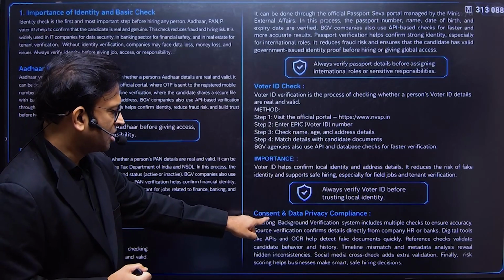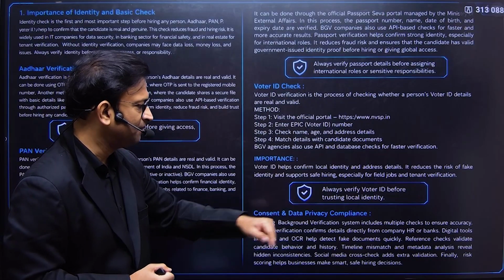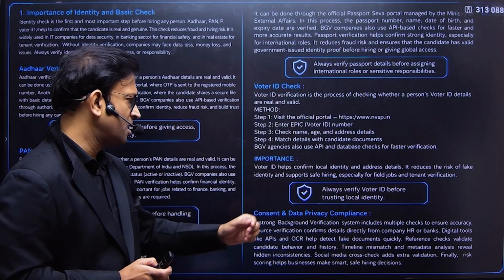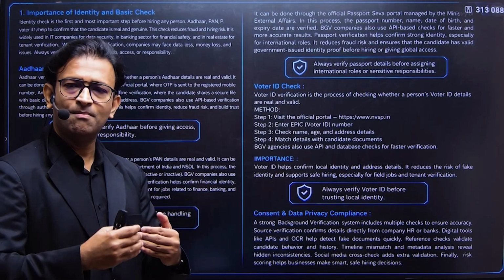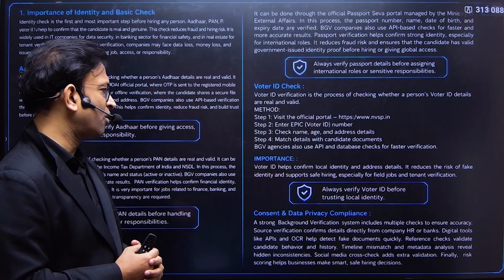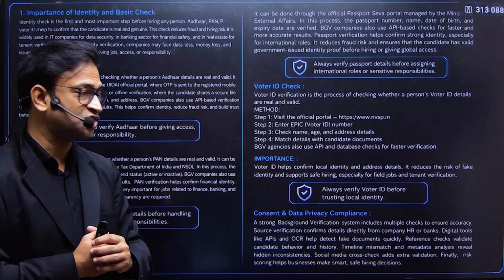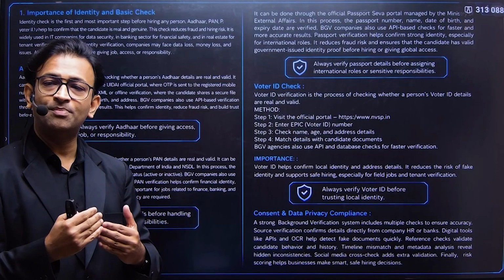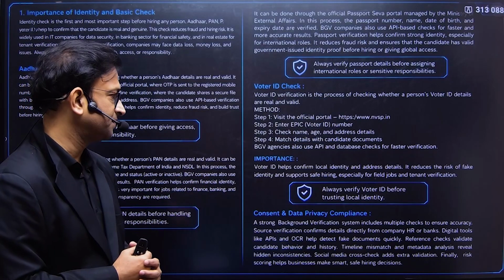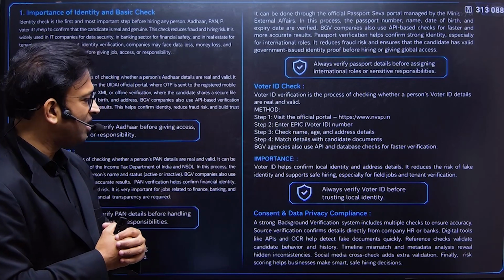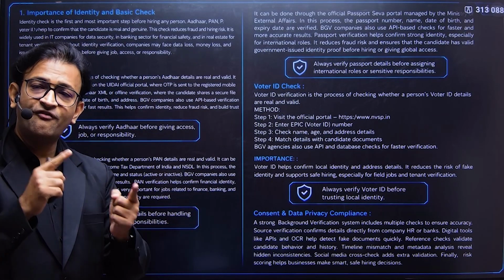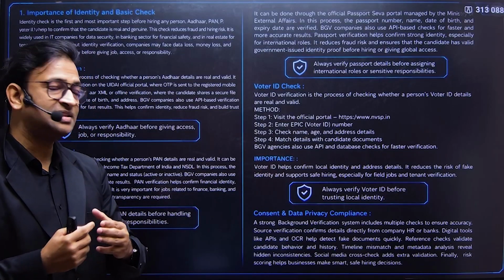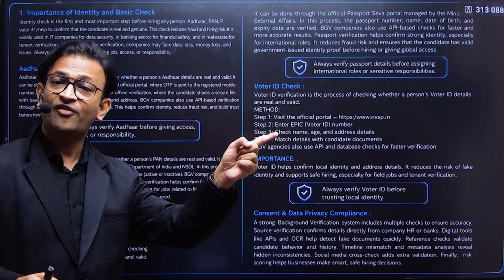Now, consent, data privacy, and compliance. A very strong background verification system includes many checks to ensure accuracy and validation. Source verification confirms details directly from the company, HR, or the banks. Digital tools like APIs and OCR help to detect fake and fraudulent documents. Reference checks validate the candidate's behavior and past professional history.